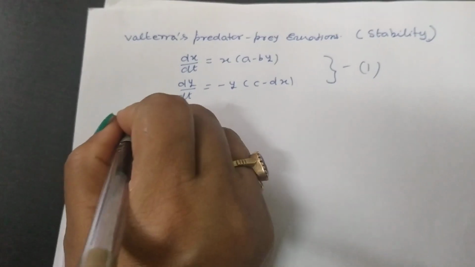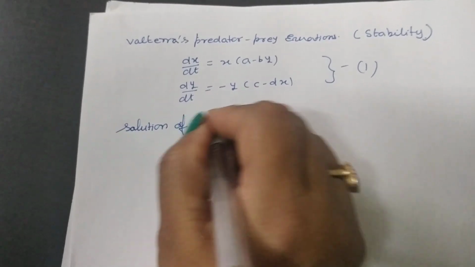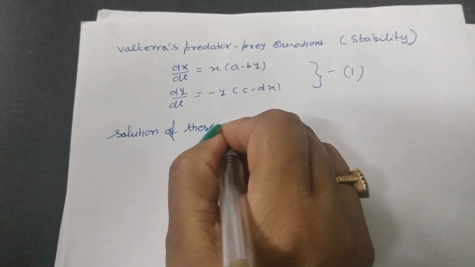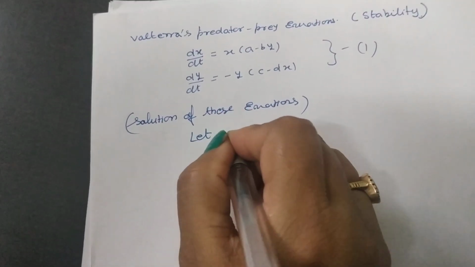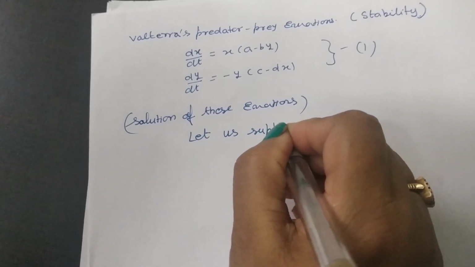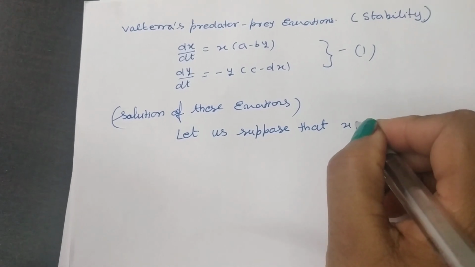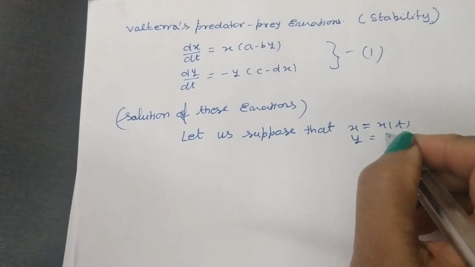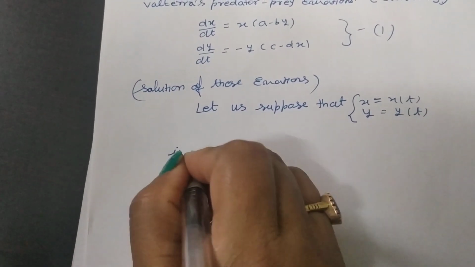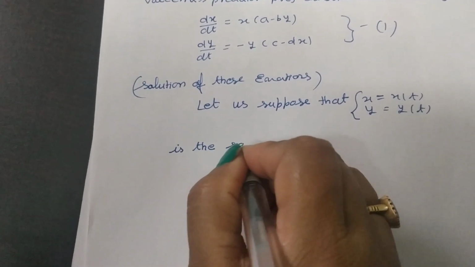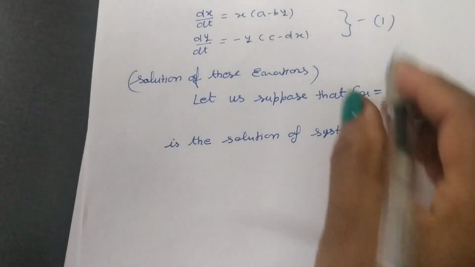Let us suppose that x is equal to x(t) and y is equal to y(t) is the solution of system 1. Yes, let us suppose that.